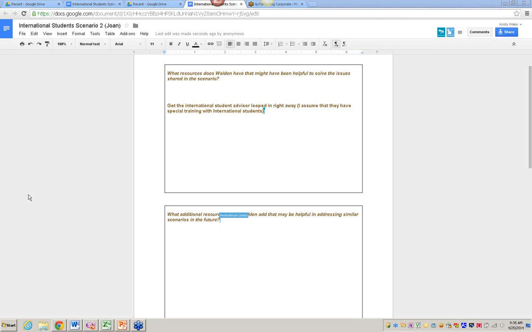This is a really great response that we have here. It says, get the international student advisor looped in right away. I assume that they have special training with international students. Most definitely they do. I would also like to suggest that the faculty coordinator, possibly director, also work and collaborate with the advisor.